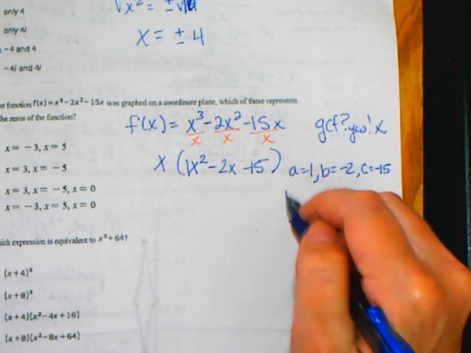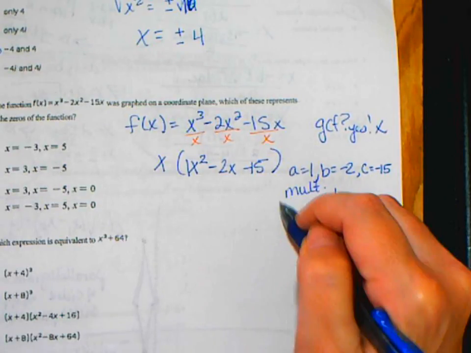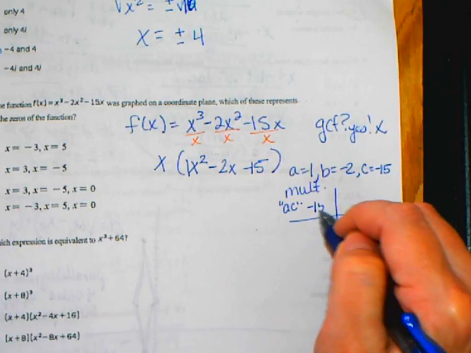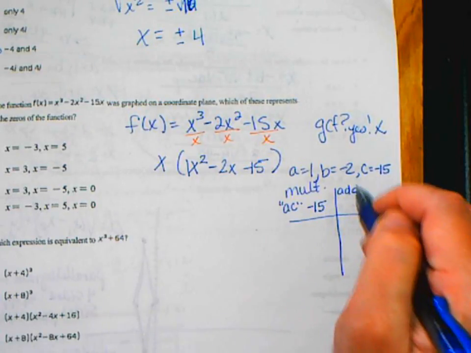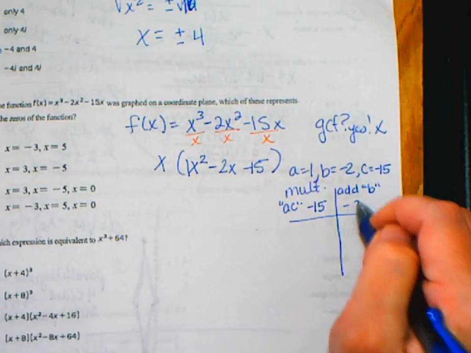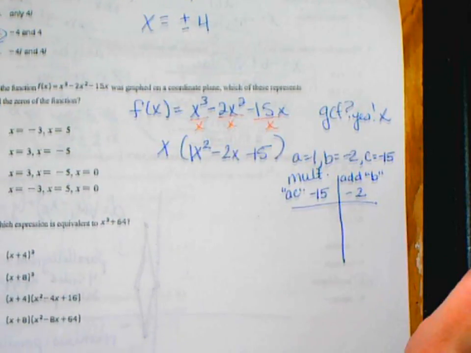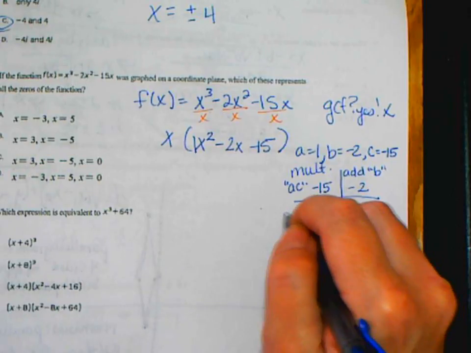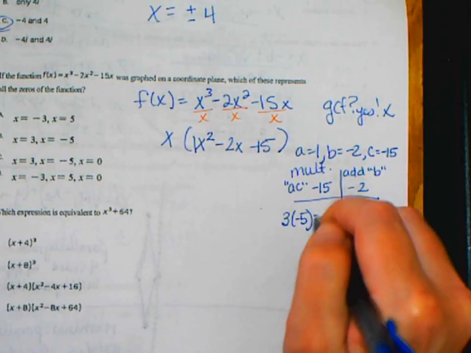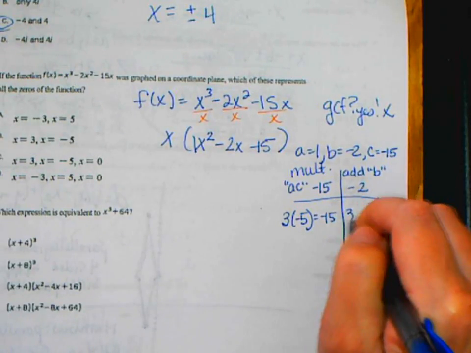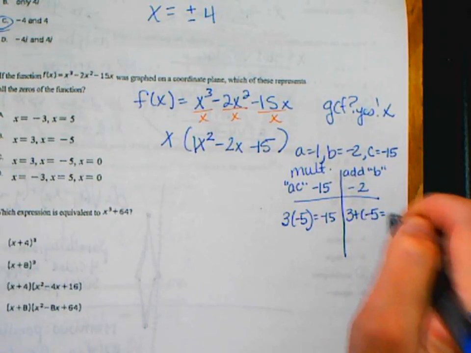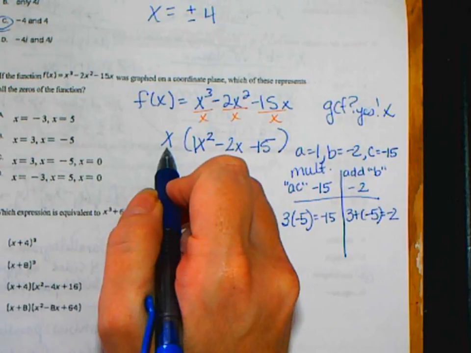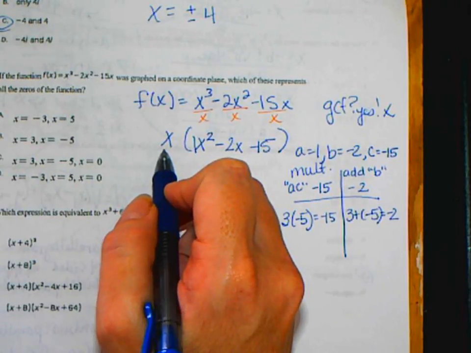And I need 2 numbers that multiply together to get a times c. So 1 times negative 15 is negative 15. And add together to get b, which is negative 2. 3 times 5, both positive? 3 times negative 5 is negative 15. 3 plus negative 5 is negative 2. Boom. So don't forget this x out here because that's going to give me a solution, so it's super important.